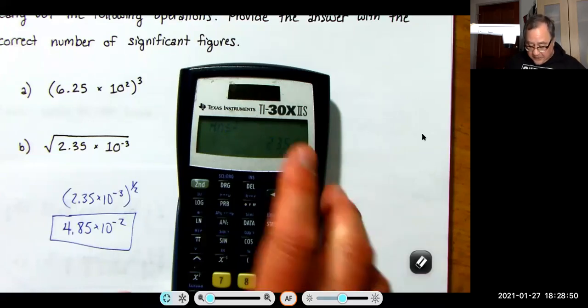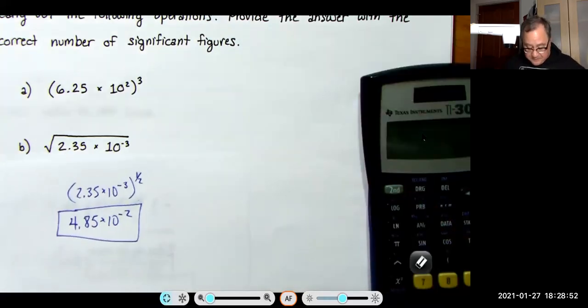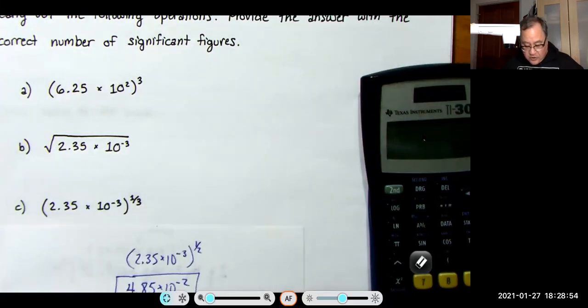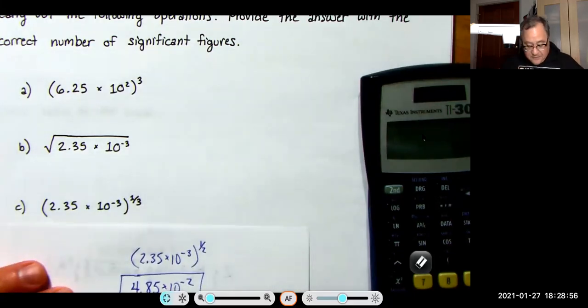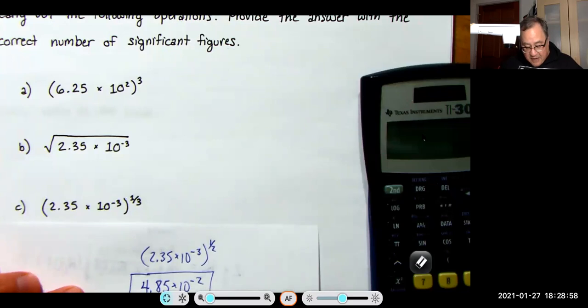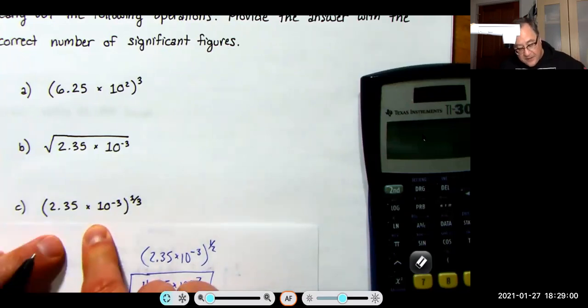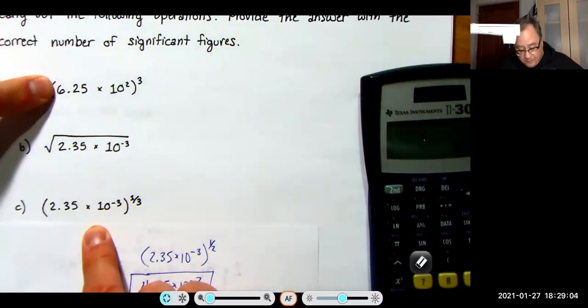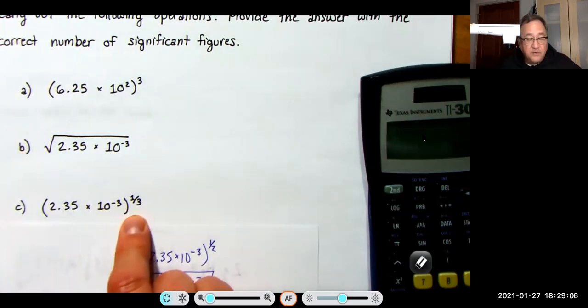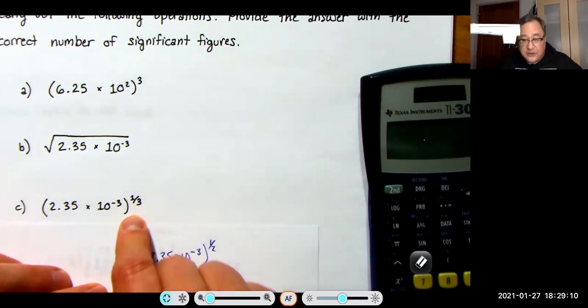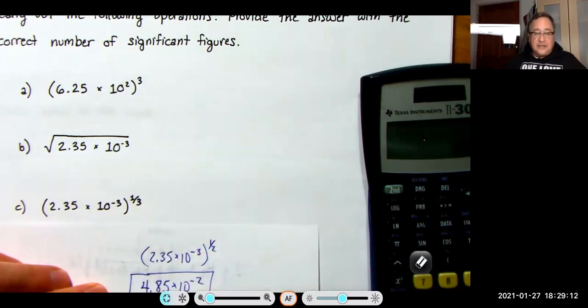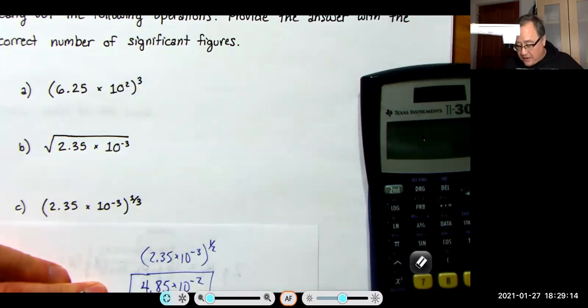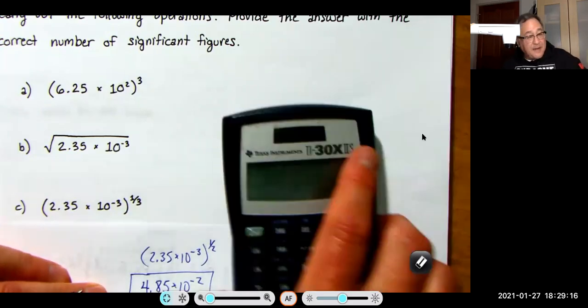Okay, let's move on to this next one. 2.35 times 10 to the minus 3. Do you see how I can do this problem the same way I did this problem, the same way I did this problem, only here I'm going to put caret parentheses 1 divided by 3. So give this one a shot and give me a little signal that you're done, and then I'll do the work on the calculator and we'll see if we get the same answer.